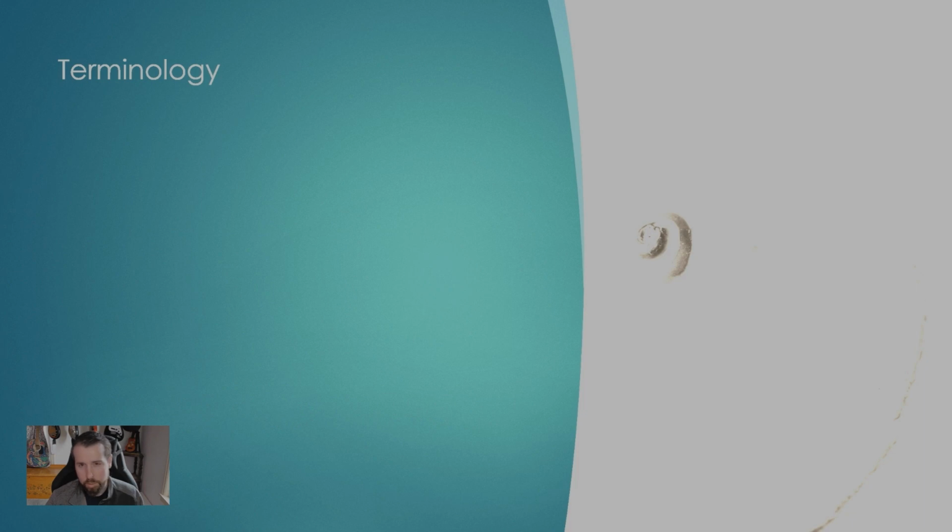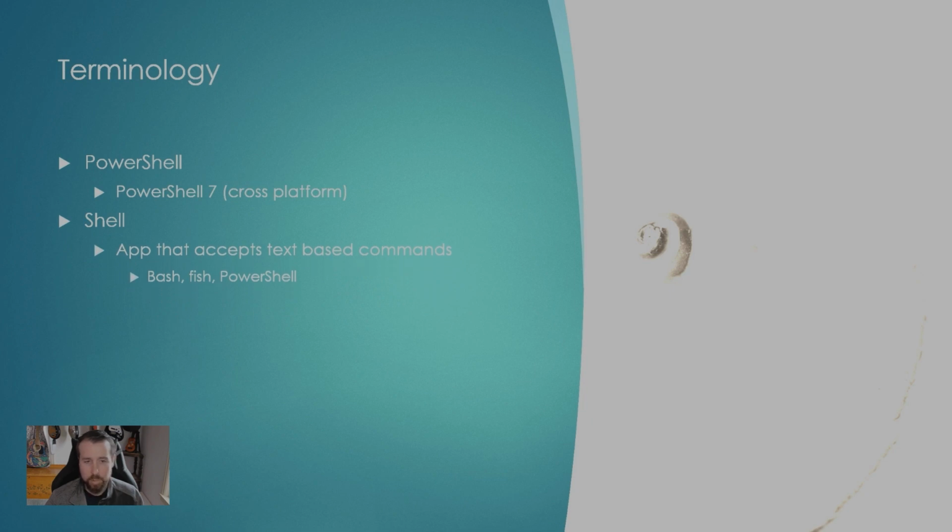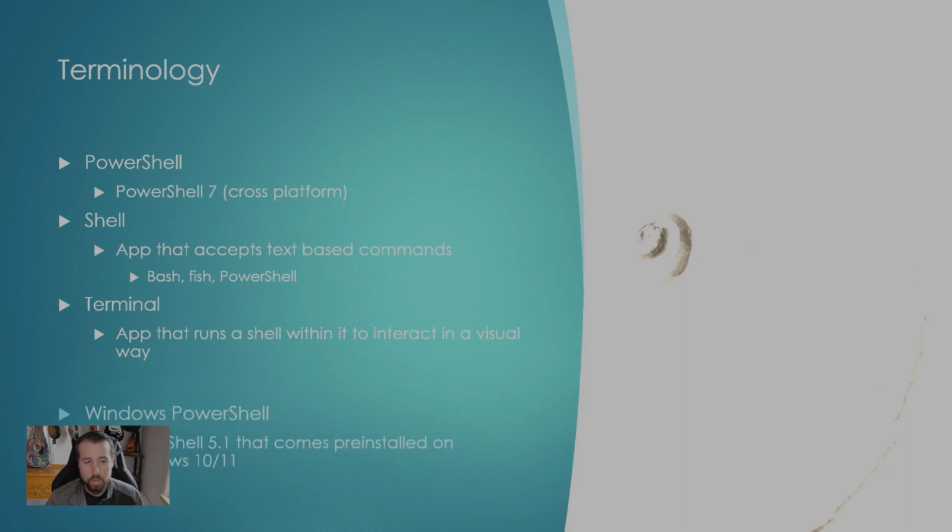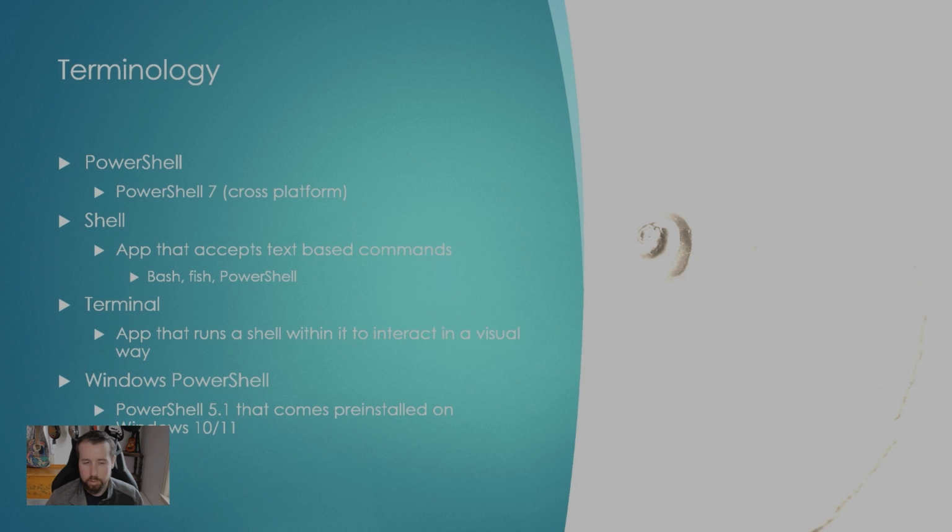Here's some of the terminology that you'll hear and is good to understand when using PowerShell. PowerShell usually refers to PowerShell 7, which is the cross-platform PowerShell application. Shell refers to any app that accepts text-based commands such as bash, fish, or PowerShell. Terminal is an app that runs a shell within it to interact in a visual way. And Windows PowerShell is PowerShell 5.1 that comes pre-installed on Windows 10 and 11.